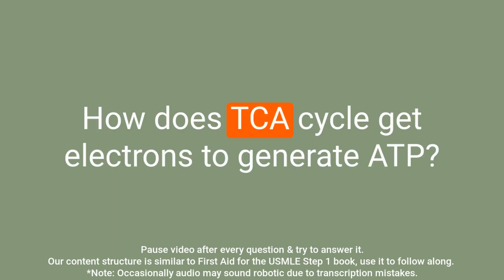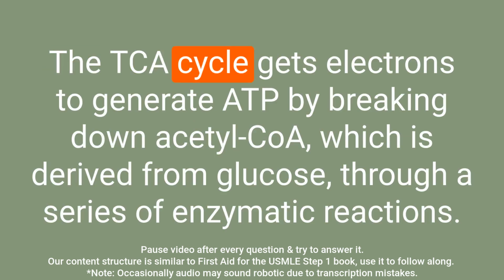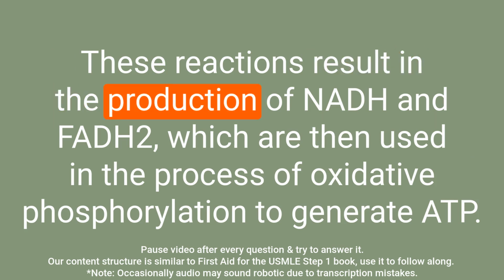Question: How does the TCA cycle get electrons to generate ATP? Answer: The TCA cycle gets electrons to generate ATP by breaking down acetyl-CoA, which is derived from glucose, through a series of enzymatic reactions. These reactions result in the production of NADH and FADH2, which are then used in the process of oxidative phosphorylation to generate ATP.